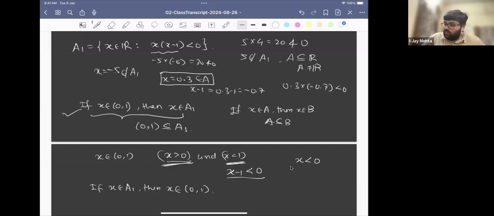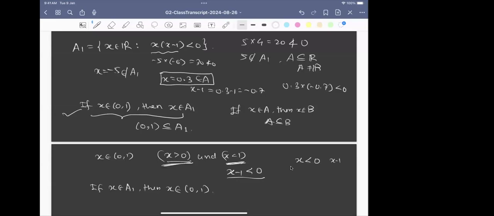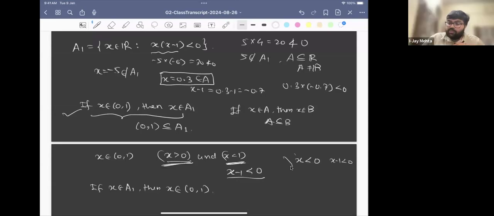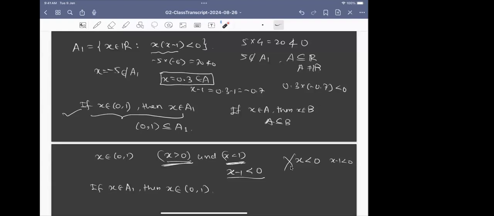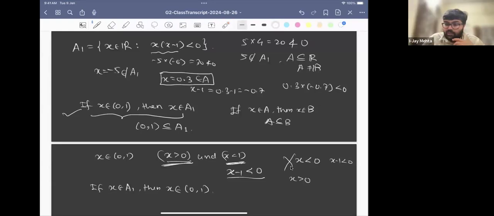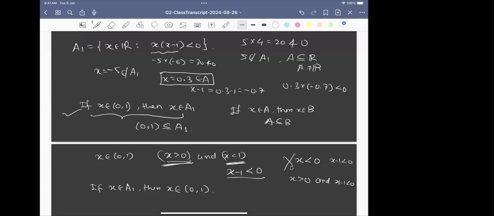Suppose x is negative. What can you say about x minus 1? Positive होगा, negative होगा? x minus 1 is also less than 0, so this case is discarded. This case is not possible because we need one number which is positive and one negative. If x is negative, then x minus 1 also is negative, so the product will be greater than 0. So x minus 1 is less than 0 and x greater than 0. This is only possible, so x belongs to (0, 1).